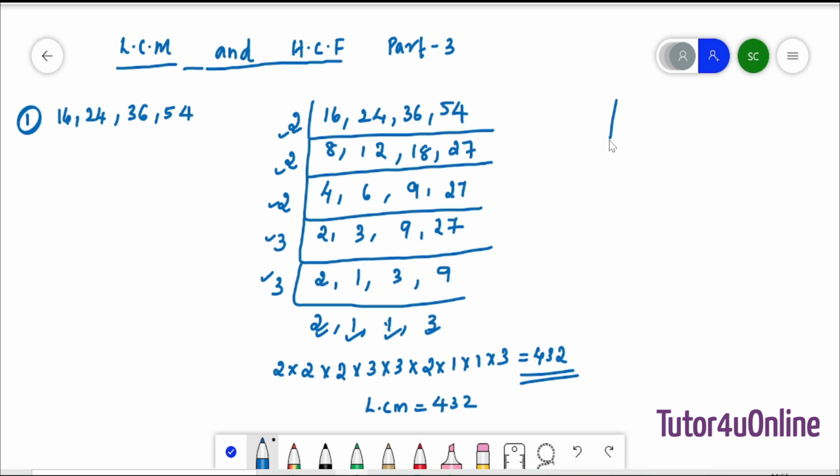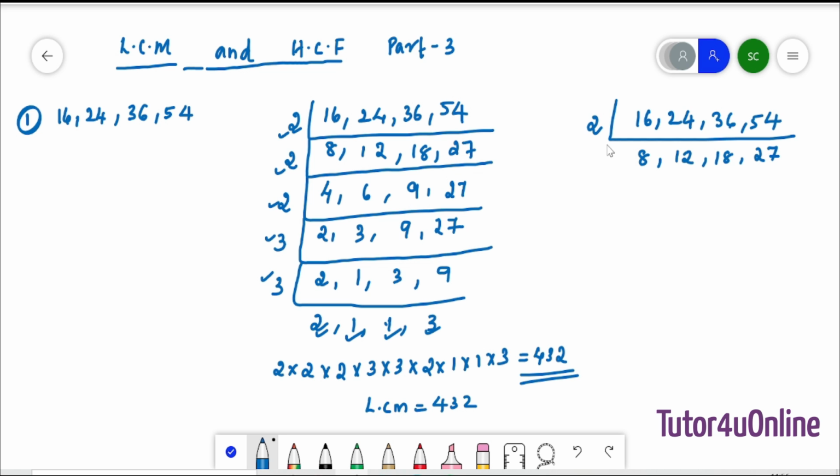Now find the HCF. Same numbers: 16, 24, 36 and 54. Take 2 as the common factor, because here you should check whether the number you have taken is a factor of all the given numbers. But in the case of LCM, it is not a must. You can take a factor which is common to any 2 numbers or any 3 numbers. In the case of HCF, the number you take should be a common factor for all the numbers. So here it is 8, 12, 18 and 27.